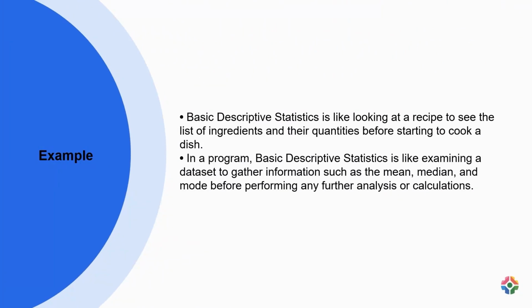Basic descriptive statistics is like looking at a recipe to see the list of ingredients and their quantities before starting to cook a dish. In a program, basic descriptive statistics is like examining a dataset to gather information such as the mean, median, and mode before performing any further analysis or calculations.